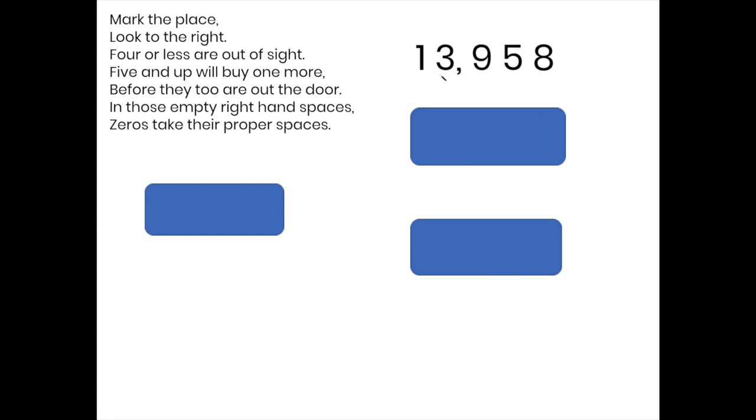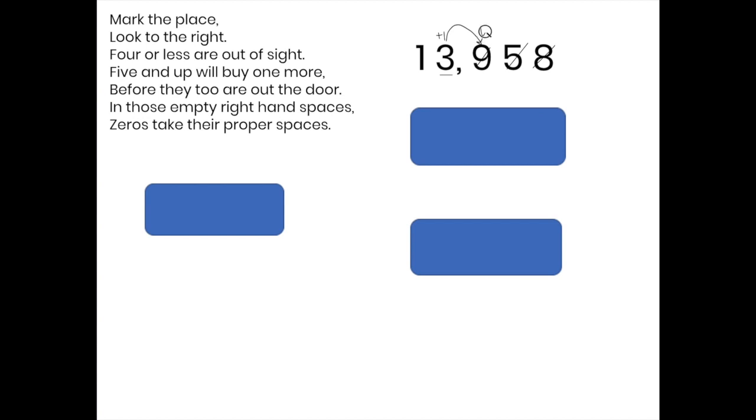Mark the place, look to the right. 4 or less are out of sight. If this is rounding to the nearest thousands place and I'm looking to the right, is our 9 4 or less? Nope. So we move on to the next line. 5 and up will buy one more. So I'm going to buy one more. And when I buy one more, I'm putting a +1 above where I have marked. Before they too are out the door. Anything to the right of the place value that I've marked is out the door. So we're going to cross it out.